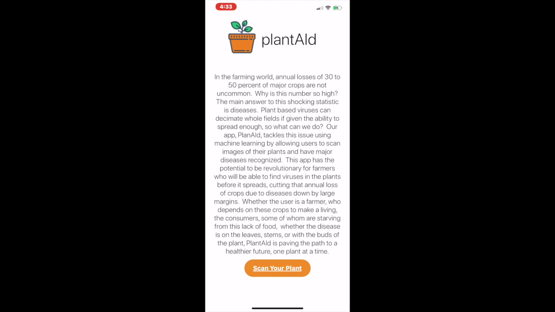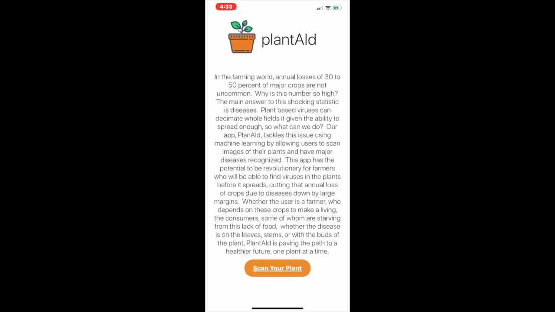815 million people are starving in our world, and our app can help reduce this number by identifying crop diseases before they spread. Whether the user is a farmer who depends on these crops to make a living, or the consumers, some of whom are starving from this lack of food, whether the disease is on the leaves, stems, or buds of the plant, plantAId is paving the path to a healthier future, one plant at a time.